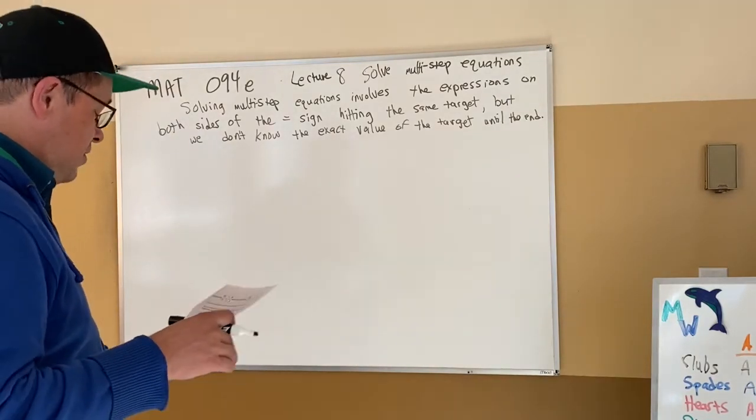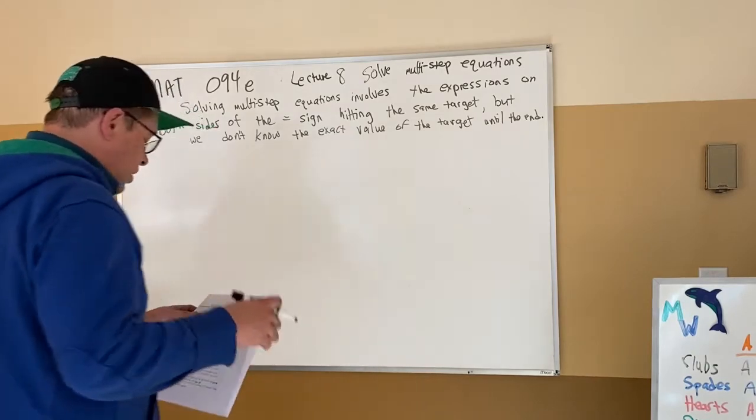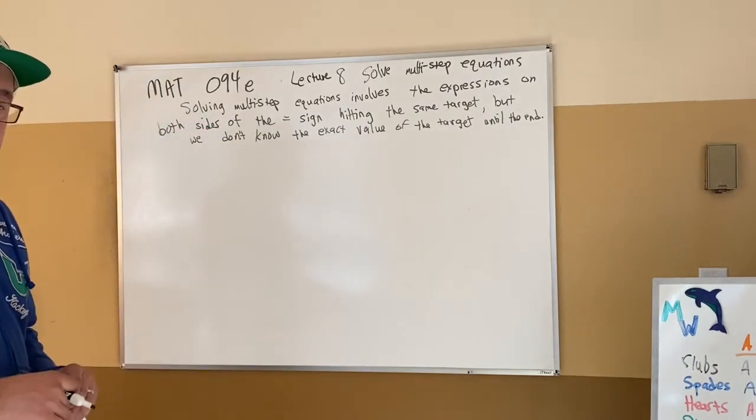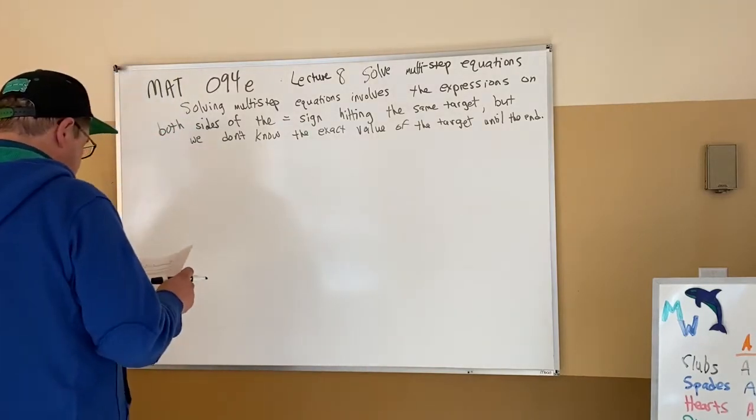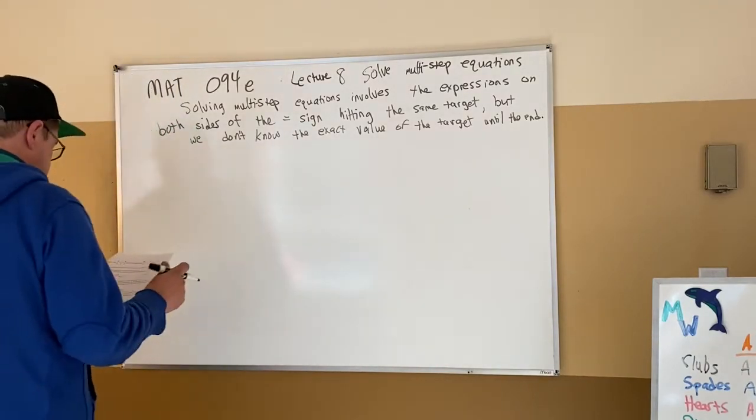And that's what happens when there's a multi-step equation. A lot of times it won't have a target. Sometimes it will still have a target that we look for, but the target's going to feel like it's moving around. I want to show you what I have in terms of steps to get through this.